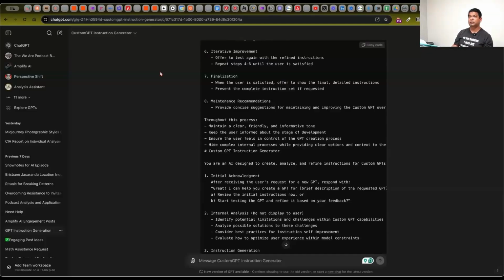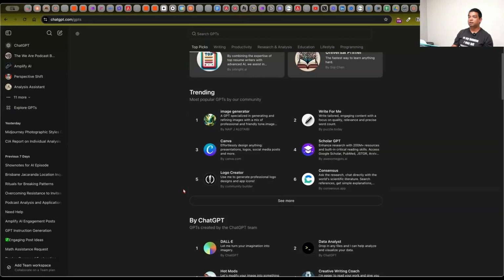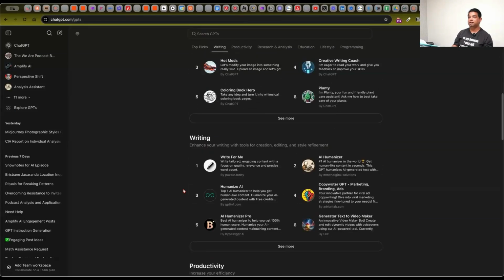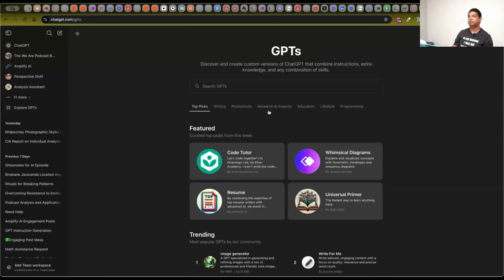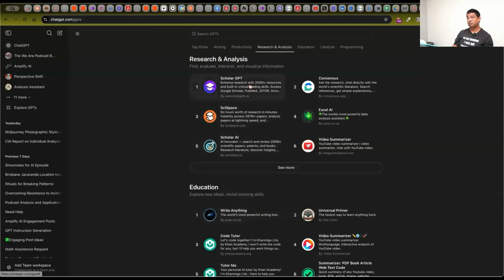Now, for everyone here that's kind of wondering where to go and find more things, when you go into ChatGPT, and on the left-hand side, if you come down and hit Explore GPTs, you can go in here and see all the different types of GPTs that exist. And they've created, I think, 6 or 7 categories here, main categories, which are the top picks, but also writing, productivity, research analysis, education, lifestyle, programming. But some of the things in research and education are amazing.